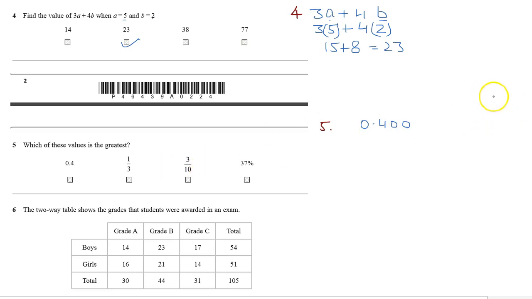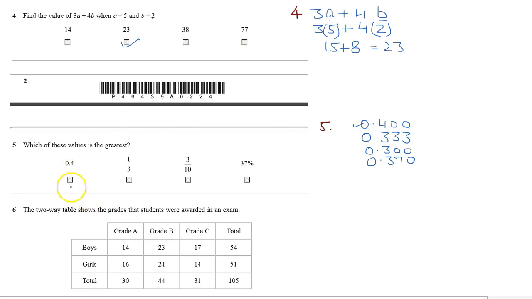If you check your calculator, you will get 1/3 is 0.333. 3/10 is 0.300, and 37%, you know, is 0.370. Now which is the greatest? It's very easy, there's no comparison, so we can say that this is the greatest.